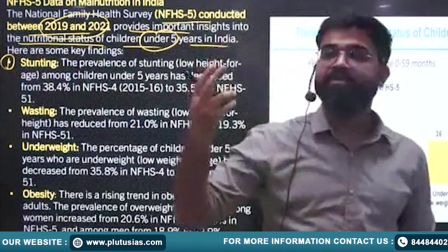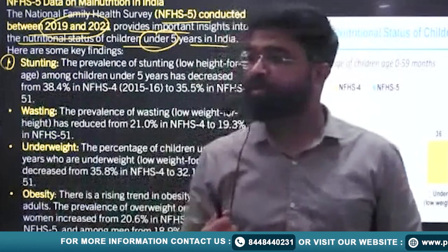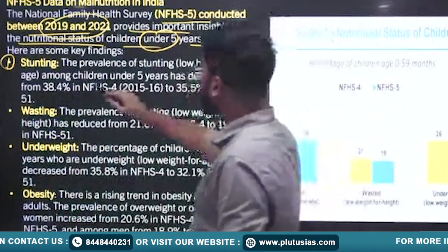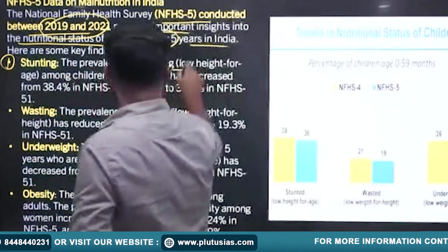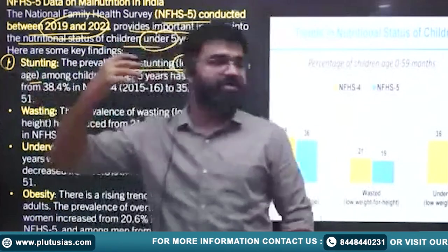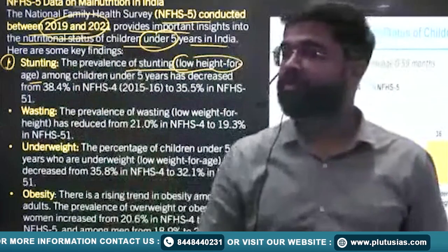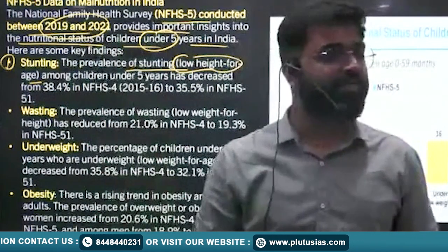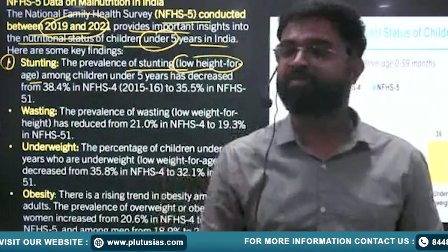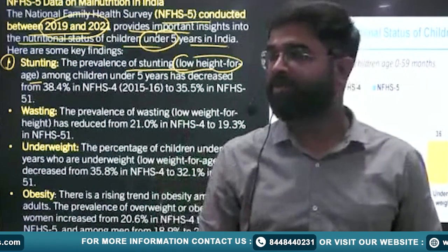Less height with respect to the age. And what is wasting? Less weight with respect to the age. So first one is stunting. Prevalence of stunting, that is low height for the age. Age ke hisab se height nahi badi. And the point is stunting is chronic as well. Weight can be improved. Wasting can be improved in the future. Yes, but stunting cannot be improved. This is the problem with stunting. Aap height nahi bada sakte ho ek age ke baad mein.